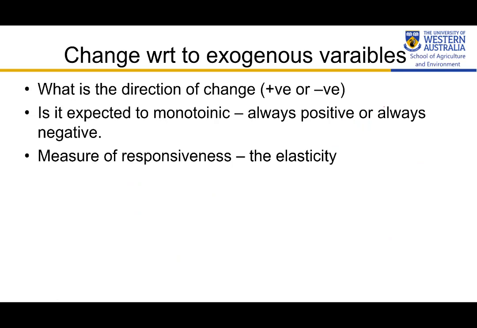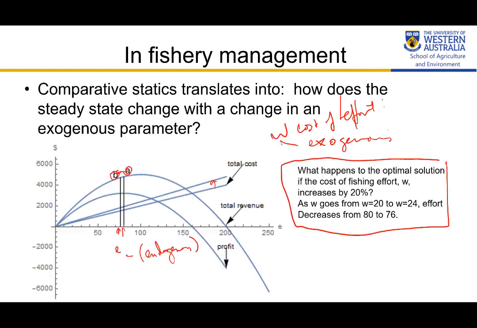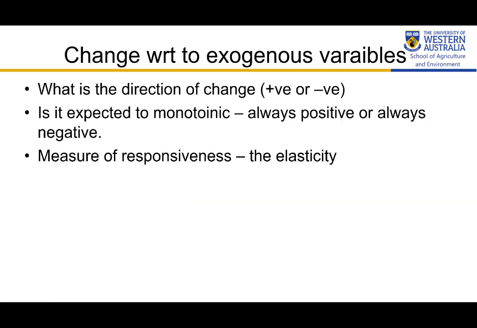There are a couple of questions you can ask about this. First, what is the direction of change? We can see here that effort is going down. As the cost of effort goes up, the level of effort goes down, so in our example it's negative. Is it expected to be monotonic, always positive or always negative? In this case we're expecting it to be always negative.